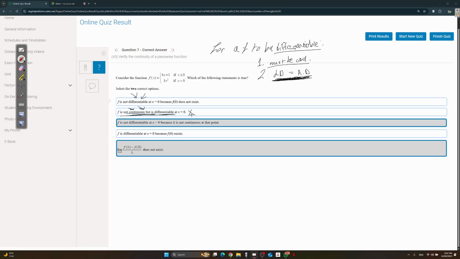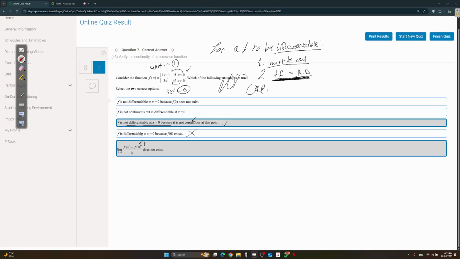Anyways, when you see a question like this, what do you do? The first step is to check for continuity. It must be continuous. Let's check. On the left, substitute 0, you get 4 times 0 plus 1, which is 1. On the right, you get 3 times 0, which is 0. Are they equal? No. So is it continuous? Not continuous. So what do you choose? It's not differentiable because it's not continuous. Is it differentiable? No way.